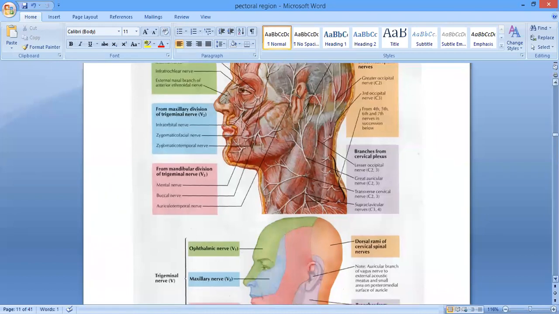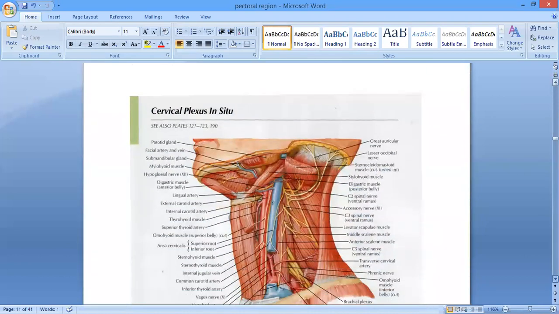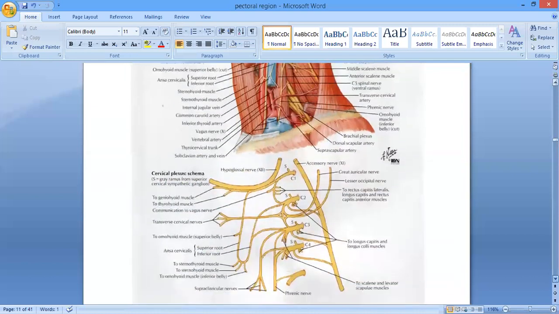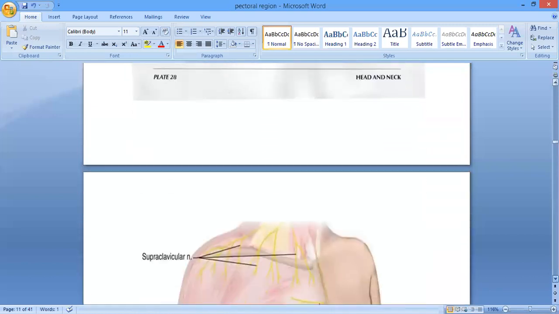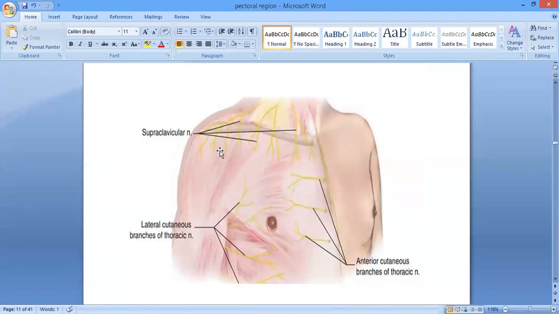And then you can see that it enters the chest by passing above the clavicle. Here you can see that it enters the upper pectoral region by passing above the clavicle. And then it supplies the upper pectoral region. Here you can see the medial supraclavicular nerve, the intermediate supraclavicular nerve, and the lateral supraclavicular nerve, right?